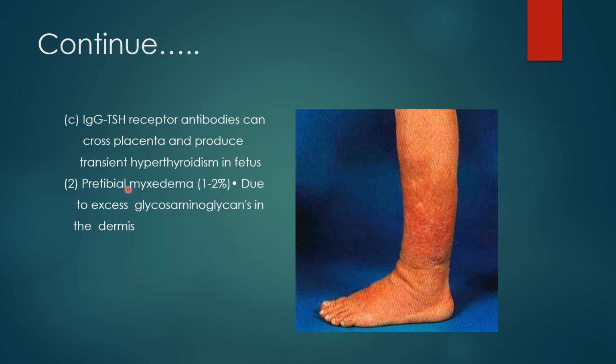The second most important clinical feature of Graves' disease is the pretibial myxedema. This myxedema is usually due to excess glycosaminoglycans in the dermis. You can see this foot and the leg, they show edematous skin, and the edematous area in the pretibial area. This occurs because of the deposition of glycosaminoglycan in the dermis, which causes swelling and bulging, non-pitting edema of this leg, or you can say the foot.